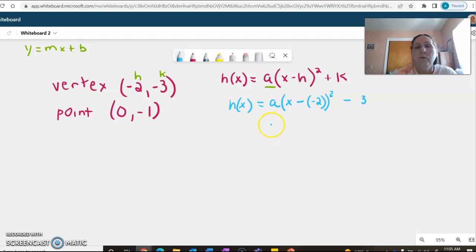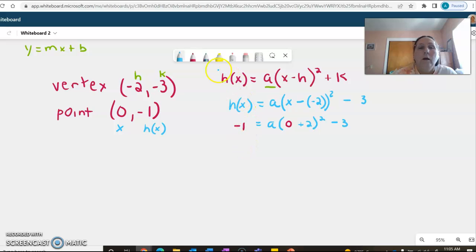Okay. Now, in order to find out what A is, we're going to put in the points. So over here, this is our X, and this is our H of X. So what I'm going to do is I'm going to go -1 is my H of X equals A times, then I'm going to put in my 0 for X. Okay, this is +2 quantity squared minus 3. So we put our point into our equation. Now we're going to solve for A.